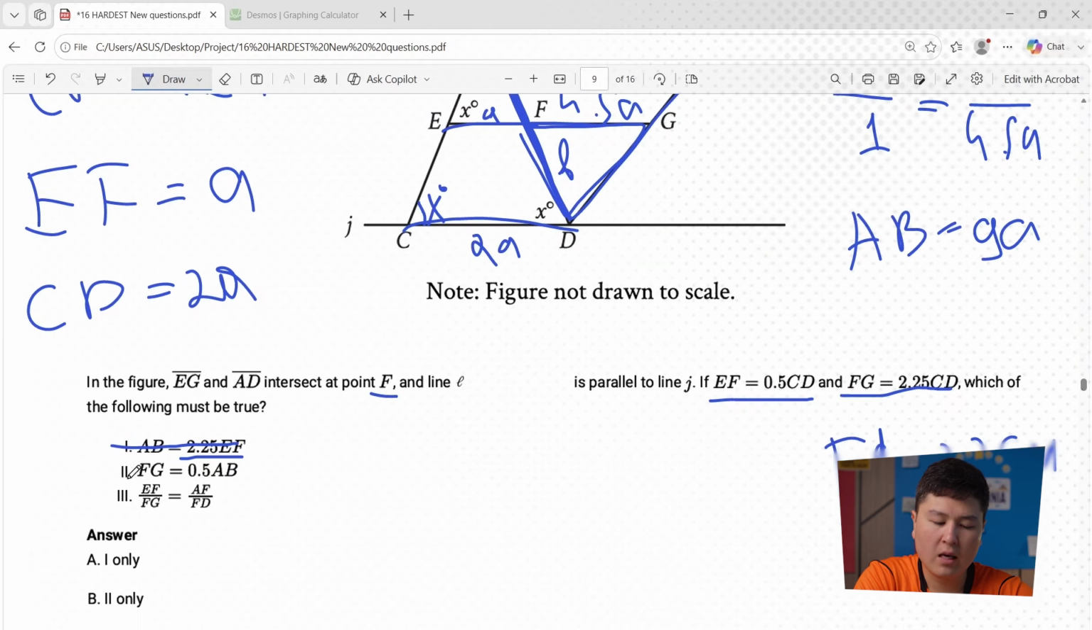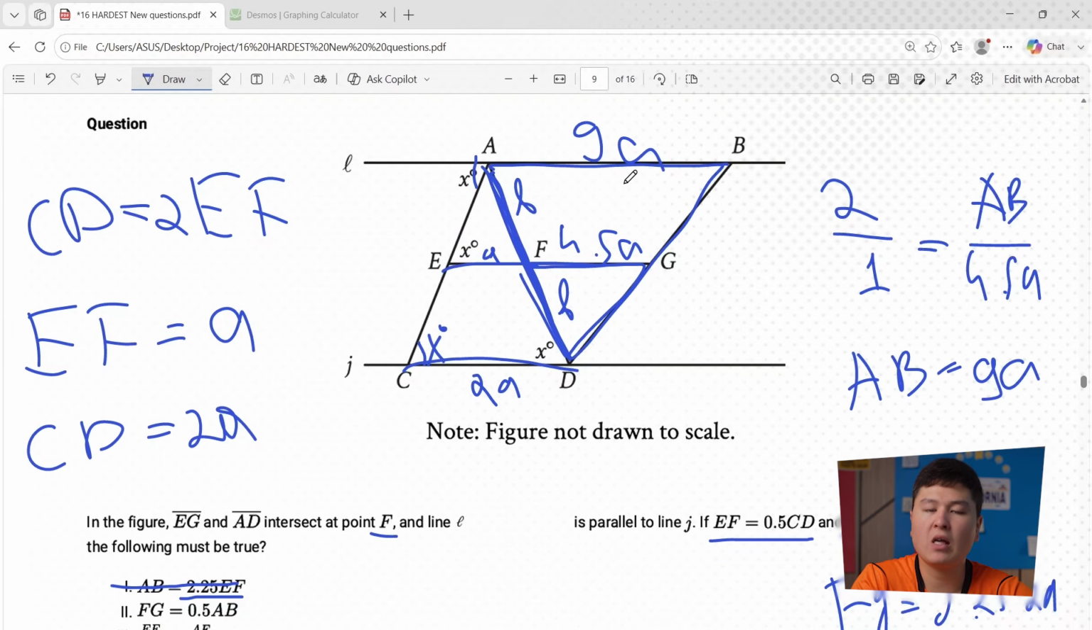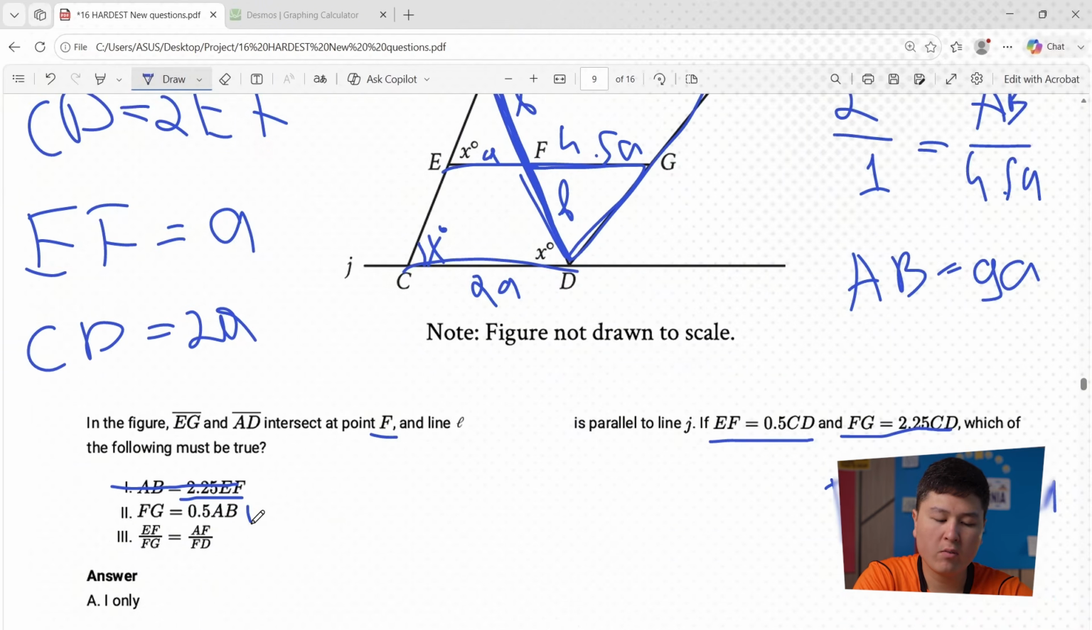And let's read the second. FG equals 0.5 AB. FG, of course guys, that's correct because FG is now half of AB, like 4.5A equals just half of 9A. So the second information is correct.